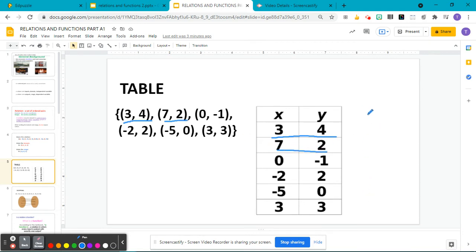This table is written vertically. You can make a table that's horizontal. It does not change anything. X is on top, Y is on bottom, and I would write it like this. There would be my 3, 4, there would be 7, 2. So your table can go either direction. That does not have any bearing on the fact that it's a table.